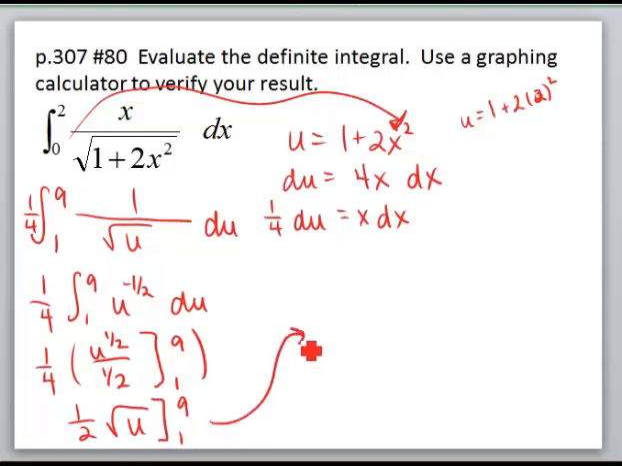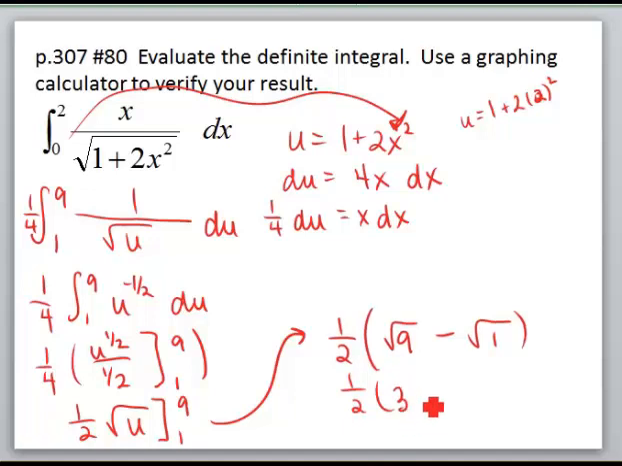I'll come up here to finish this. I get 1/2. And then I'm going to plug in 9 first. So I'd have the square root of 9 minus plug in 1, the square root of 1. So I have 1/2 times 3 minus 1, which would be 2. And 2 times 1/2 is 1.